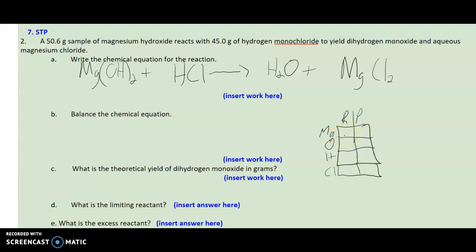In Mg, I've got on my reactant side, I've got 1. Oxygens, I've got 2 times 1 is 2. Hydrogens, I've got 2 times 1 is 2, plus this one says 3. And then Cl's on this side, I have 3. All right, let's go to the other side. On this side, I've got magnesiums, 1. Oxygens, 1. Hydrogens, 2. And chlorines, 2.